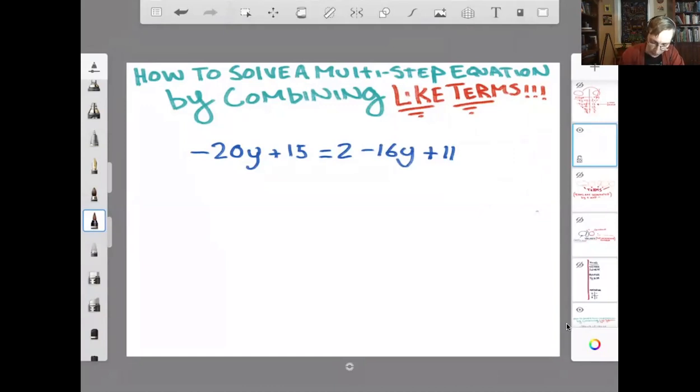If you look at the screen, you will see an equation in front of you. How do you know it's an equation? Because it's got one of these, an equal sign.